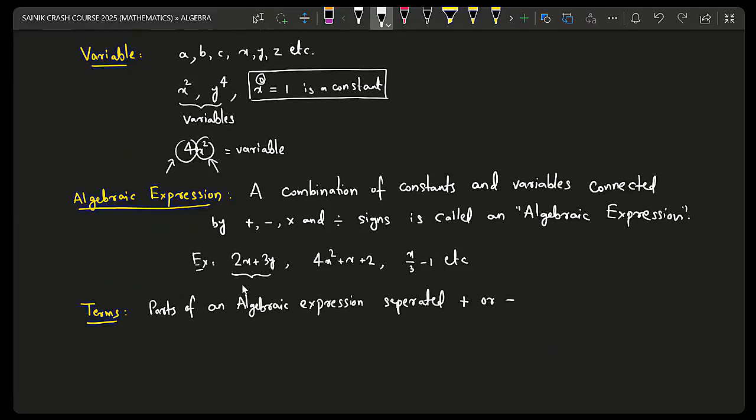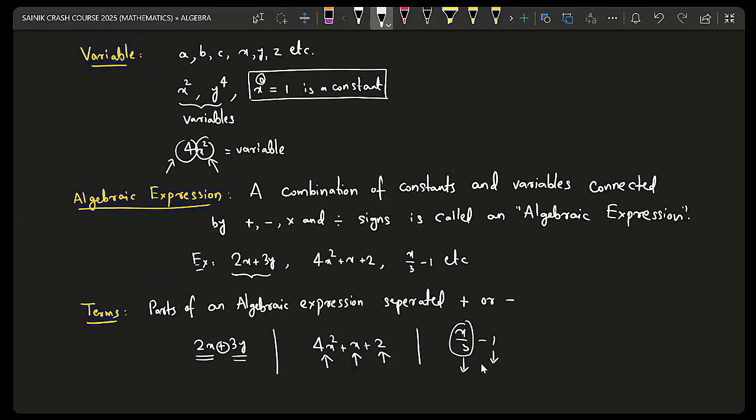Let's take the same example, 2x plus 3y. Here, plus is dividing this algebraic expression into two terms. That means 2x is the first term, 3y is the second term. Similarly, you take 4x square plus x plus 2. Here 4x square is the first term, x is the second term and 2 is the third term. Similarly, x by 3 minus 1. See here, division is also there, but division is not dividing the terms like x is the first term, 3 is the second term. That is wrong. Only plus and minus will divide the terms. That means this entire x by 3 is the first term and this one is the second term.